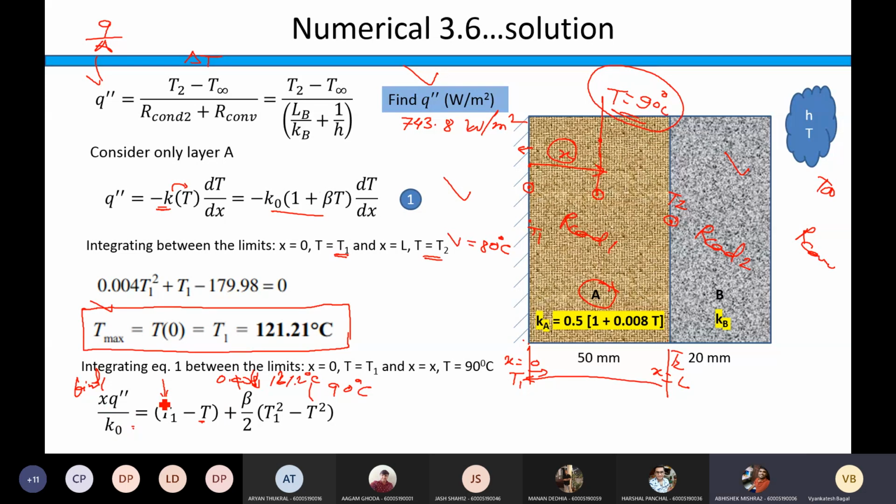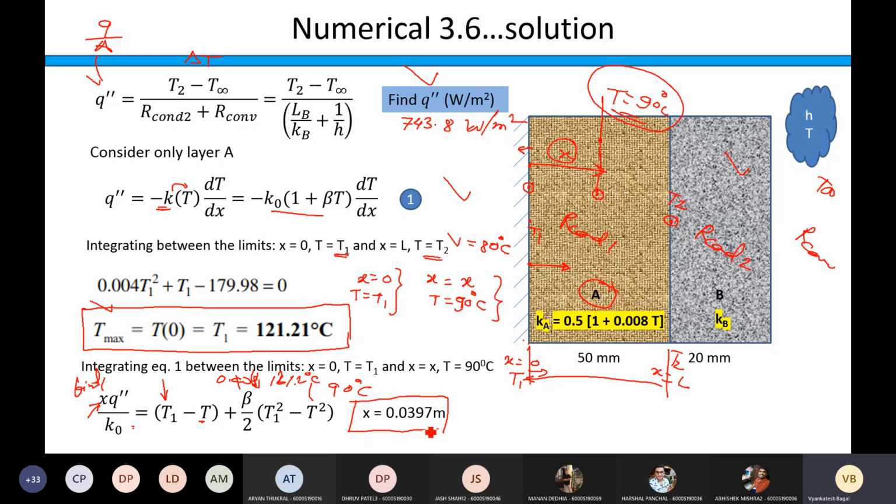Sir, this x is only L that we will be using, right? X is the distance. X is the distance where the temperature will be 90 degrees. So when you integrate, you should put the limits like at x equal to 0, temperature T is T1. This is one condition. And second, at x equal to x, temperature T is equal to this 90 degrees C, right? So use these limits and then integrate this equation. You will get this result. And now from this equation, the only unknown is x. So find out x.